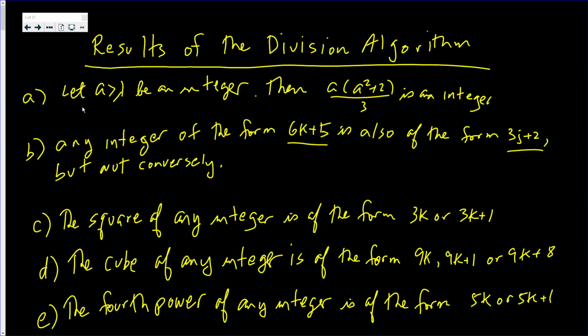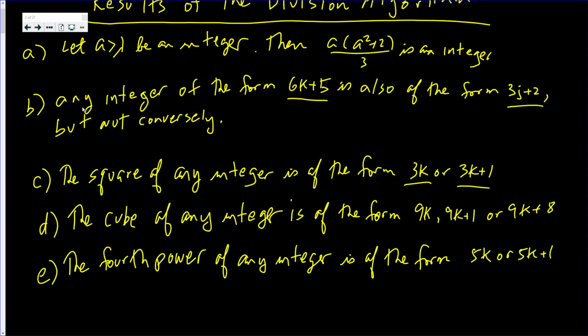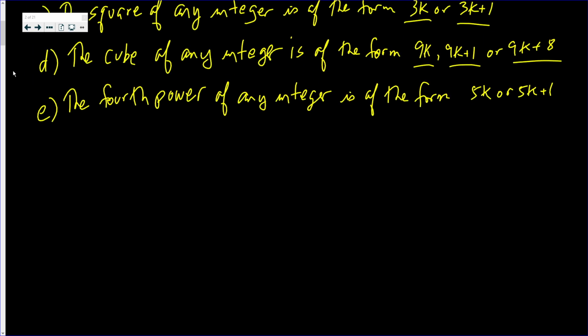We'll show that not conversely by a counterexample. If you square any integer, it will be of one of those two forms, 3k or 3k plus 1. If you cube any integer, it will be in the form of 9k, 9k plus 1, or 9k plus 8. The fourth power of any integer will be in the form of 5k or 5k plus 1. So let us go ahead and prove the first one.